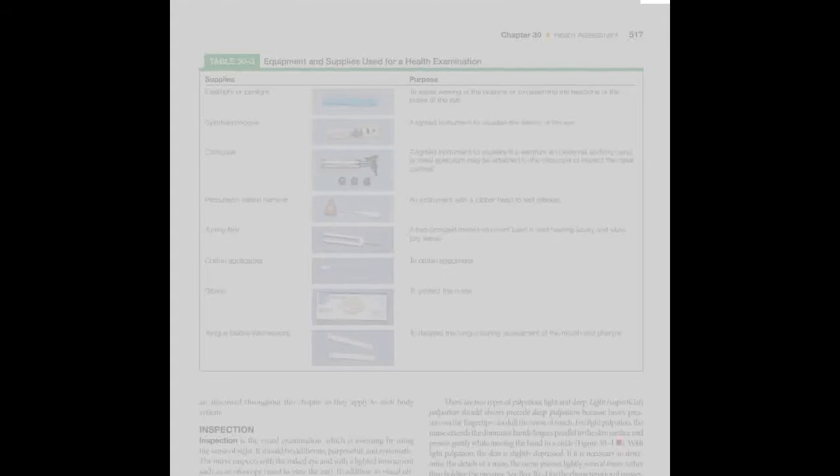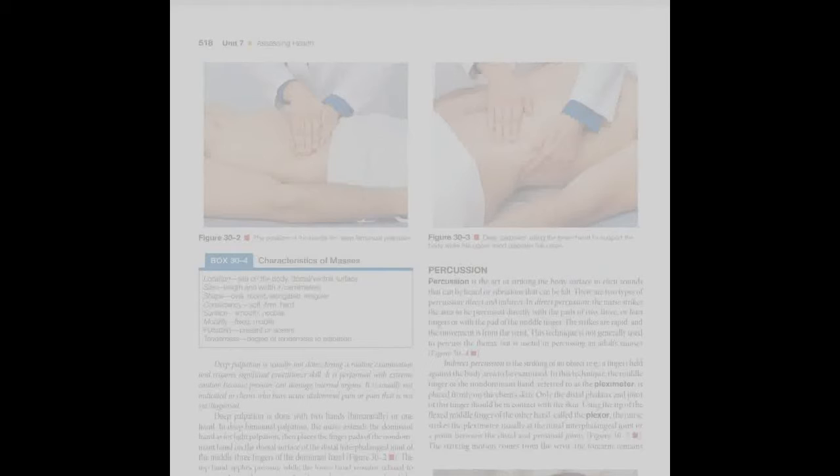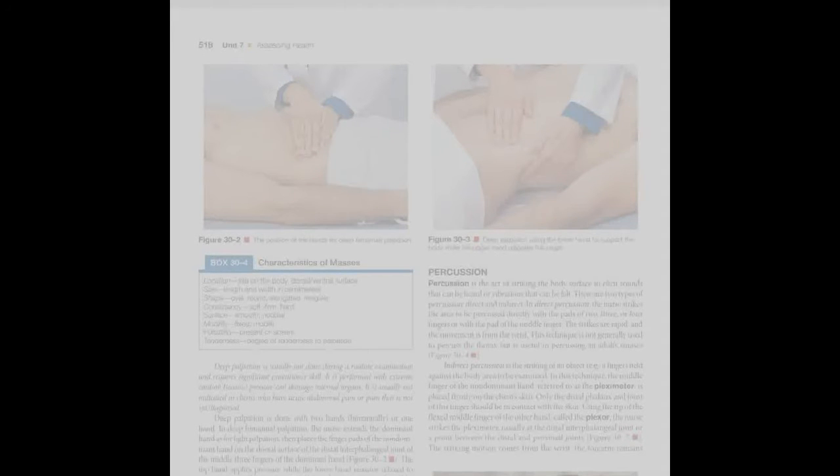Chapter 30 Health Assessment 517. Kozier and Erb's Fundamentals of Nursing, 10th edition, Pearson, Berman.